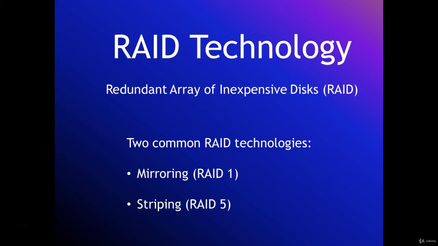RAID devices use many different architectures, called levels, depending on the desired balance between performance and fault tolerance. RAID levels describe how data is distributed across the drives. You will need to be familiar with RAID Level 1 and RAID Level 5. RAID Level 1 is commonly referred to as mirroring, where RAID Level 5 is commonly referred to as striping. Let's take a closer look at each.